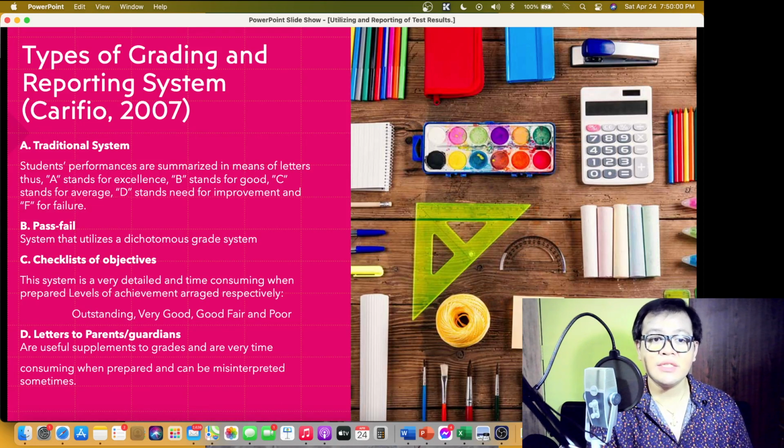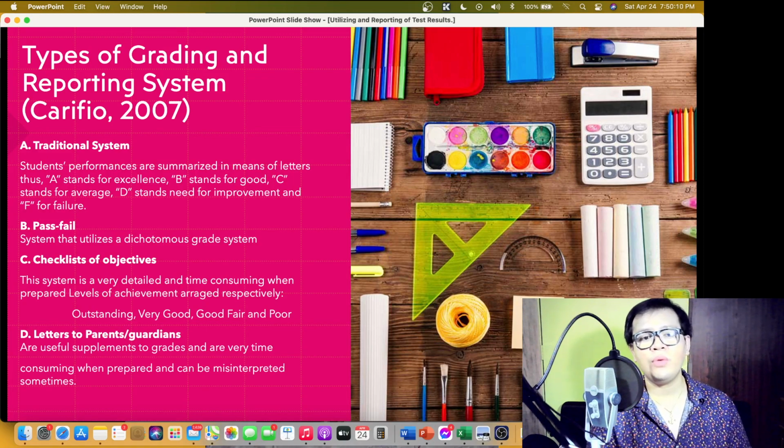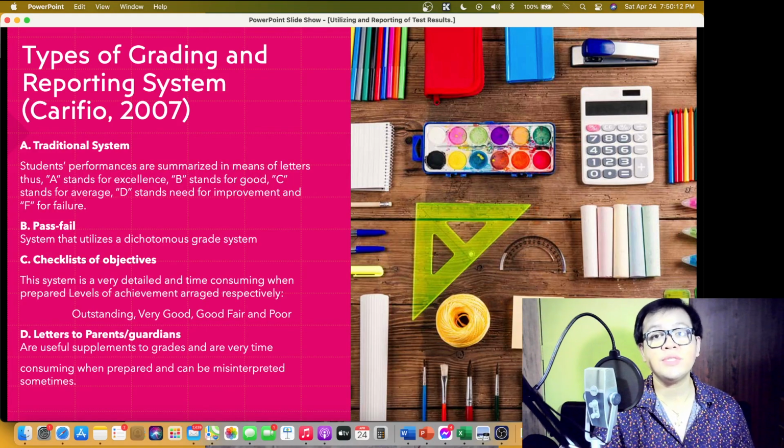And you also have the pass-fail type. So this system utilizes a dichotomous grade system. I also have the checklist of objectives. This system is very detailed and time-consuming when prepared, with levels of achievement arranged respectively. And it should be outstanding, very good, good, fair, and poor.